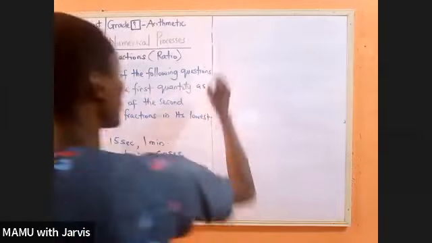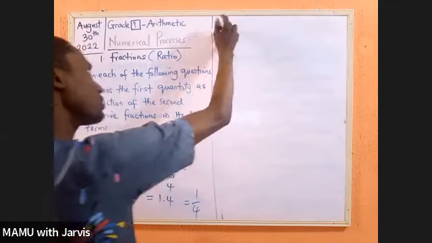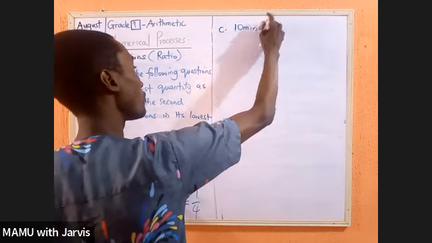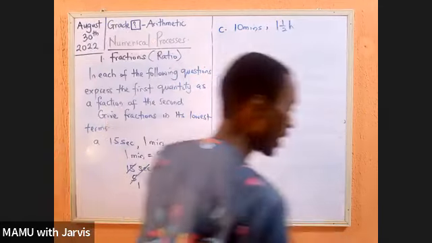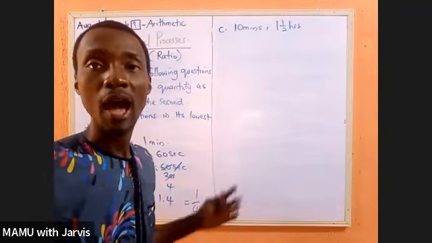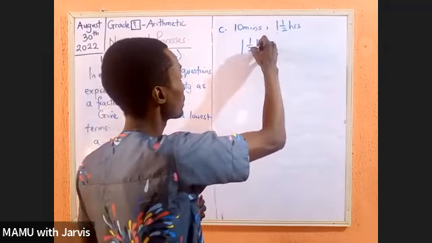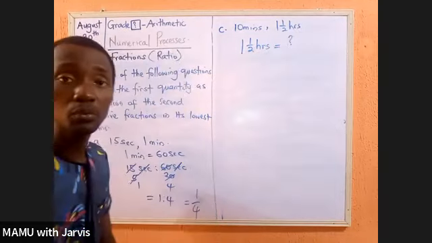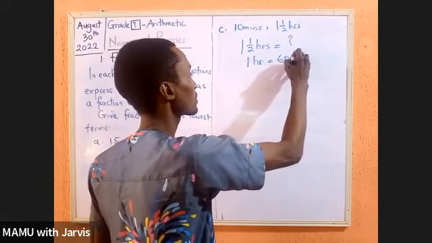Let me pick question C here. Let's call it C. It says 10 minutes, then 1.5 hours. So how do we solve that? How do we handle that? Quite simple. We must convert 1.5 hours to minutes. That's the first thing we need to do. So we know that 1 hour is equal to 60 minutes.